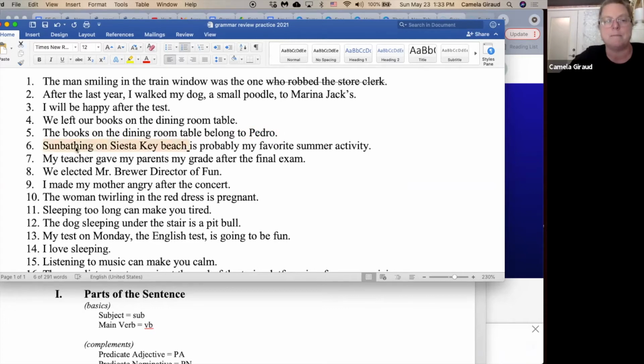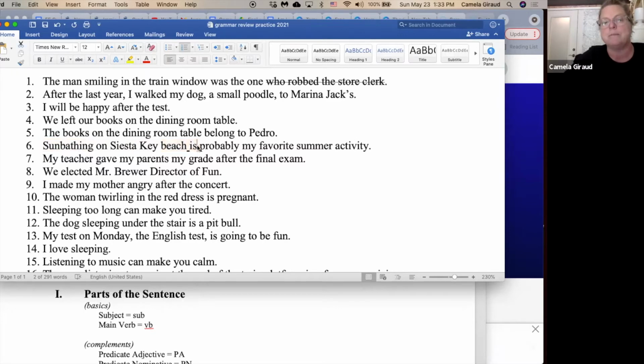Okay, look at this. That's the subject of the sentence. That is the thing that is my favorite summer activity. So we say that that is a gerund phrase, right? If you just wanted the gerund, you could say it's just sunbathing. And on Siesta Key Beach is a prep phrase adverb answering where that sunbathing is happening.